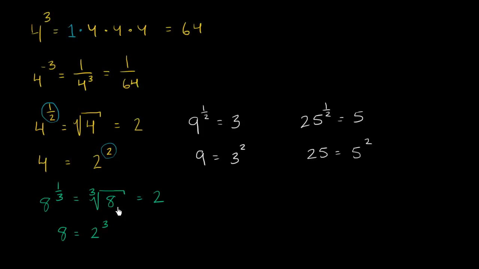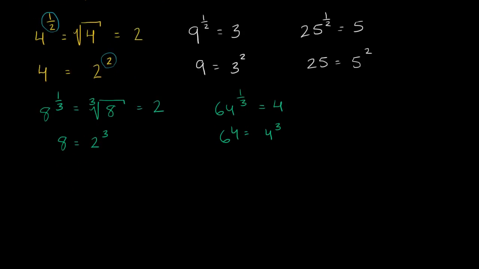Let's do a few more examples of that. What is 64 to the 1/3 power? Well, we already know that 4 times 4 times 4 is 64. So this is going to be 4. And we already wrote over here that 64 is the same thing as 4 to the 3rd. I think you're starting to see a little bit of a pattern here, a little bit of symmetry here. And we can extend this idea to arbitrary rational exponents.